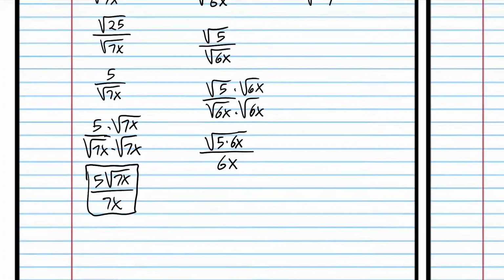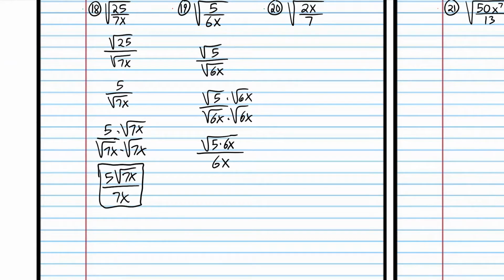Again, the roots just make each other disappear when you multiply them. So final answer is root 30x over 6x. And there you go.